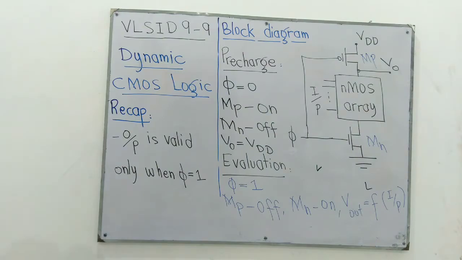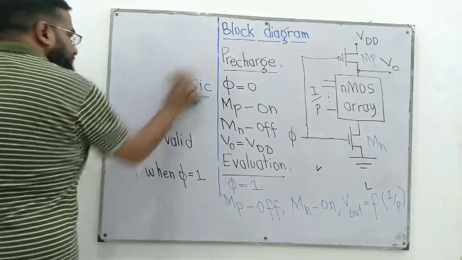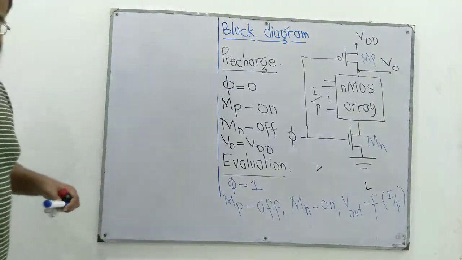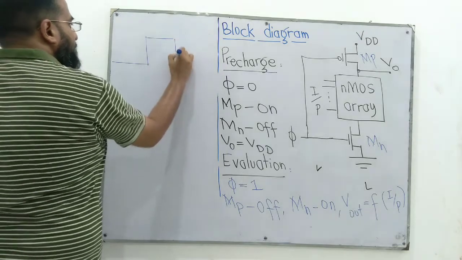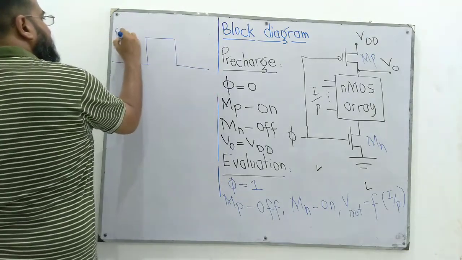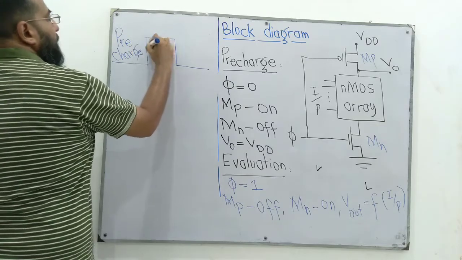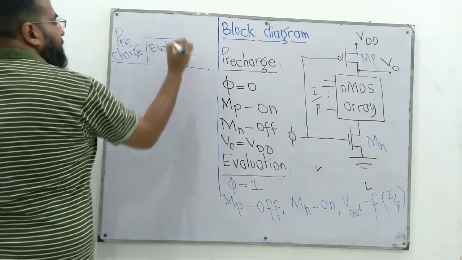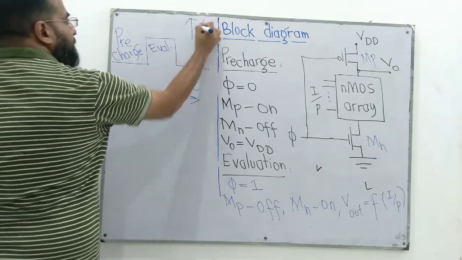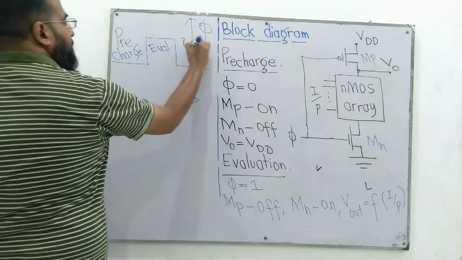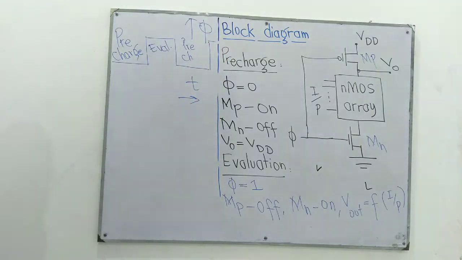To graphically show what these modes are, we can represent it like this. We have this pre-charge here and evaluation here. As time goes on, this is phi as a function of time, and then we have pre-charge, and then we have evaluate. It keeps on going.